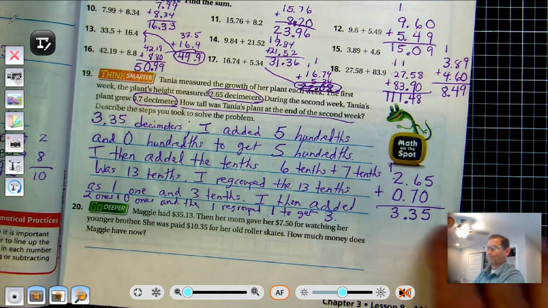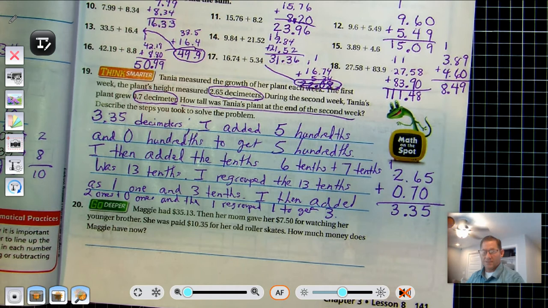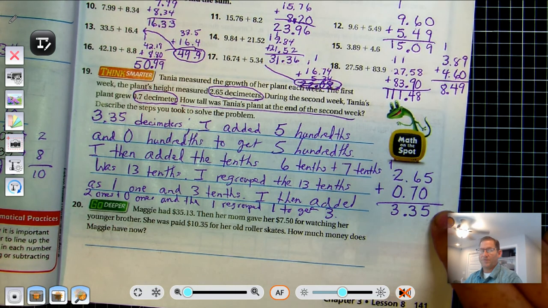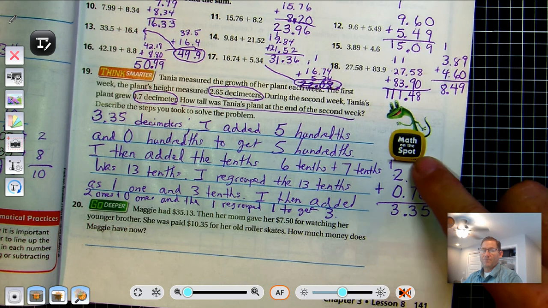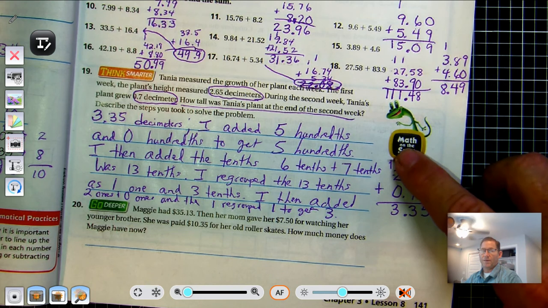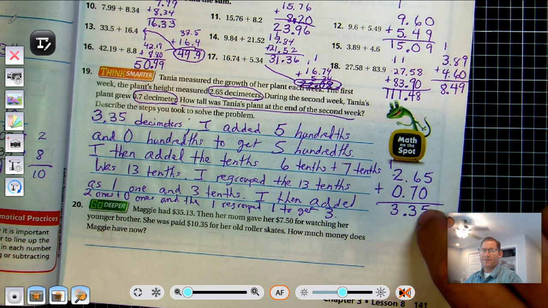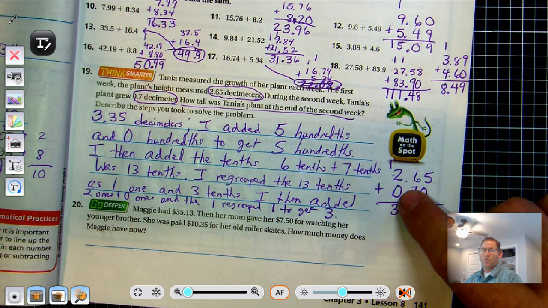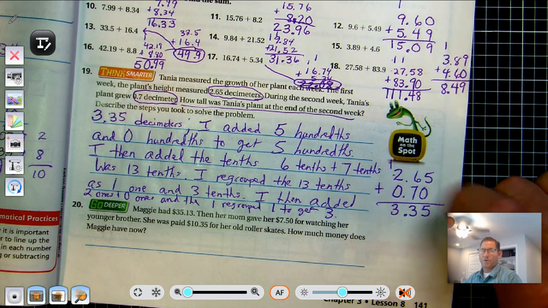Okay. So you're basically just explaining the steps that you did. Okay, I added the hundredths first. I then moved to the tenths. I had 13 tenths. I had to regroup that as 1 one and 3 tenths. I then added the 2 and the 0 ones plus the regrouped one to get 3.